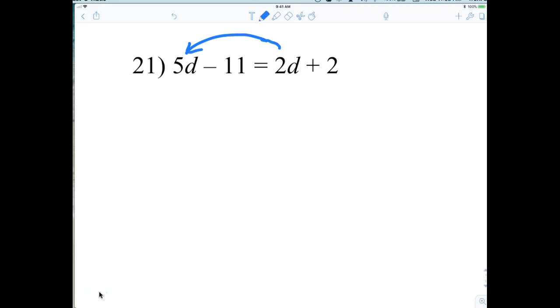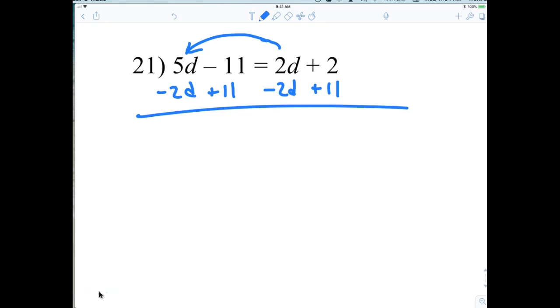Yes, that's much better. Add 11 and beautiful. So what am I left with? 3D equals 13, so D equals... Now it doesn't go in evenly. You hear me? So you just leave it as the fraction. You just leave it as 13 over 3. All right? Just leave it as the fraction.